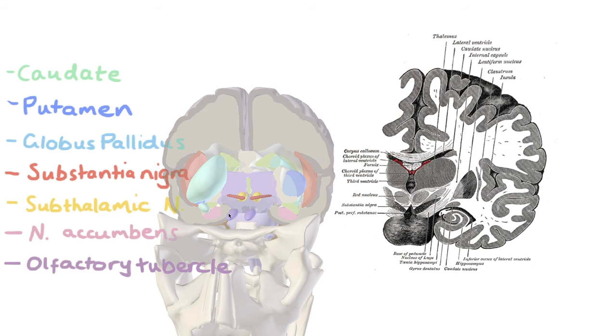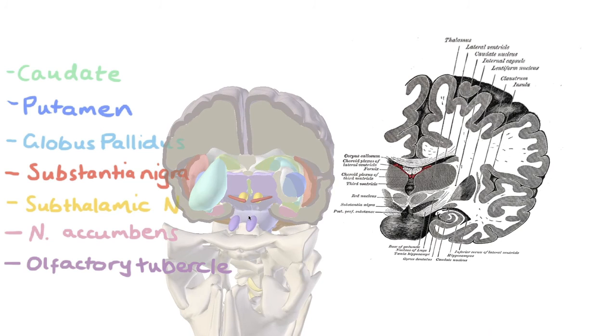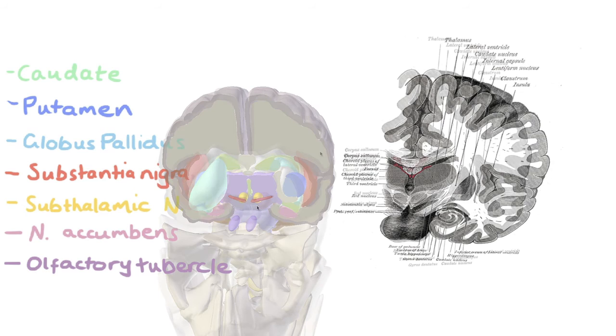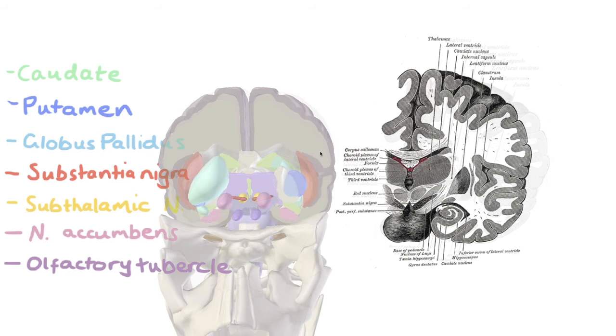And we can't see it on this coronal slice because it's too far posterior, but the olfactory tubercle we have up the front here. So the olfactory tubercle and the nucleus accumbens are together called the ventral striatum, as opposed to the dorsal striatum, which is generally referred to as the striatum. So there's the nucleus accumbens. These guys together, they're known as the ventral striatum. These ones together, the dorsal striatum.